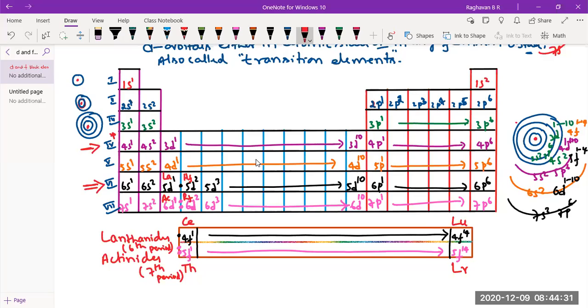Okay, so you can say lanthanides start with cerium and go up to lutetium. Actinides, thorium to lawrencium. So you can remember this as Silutola.